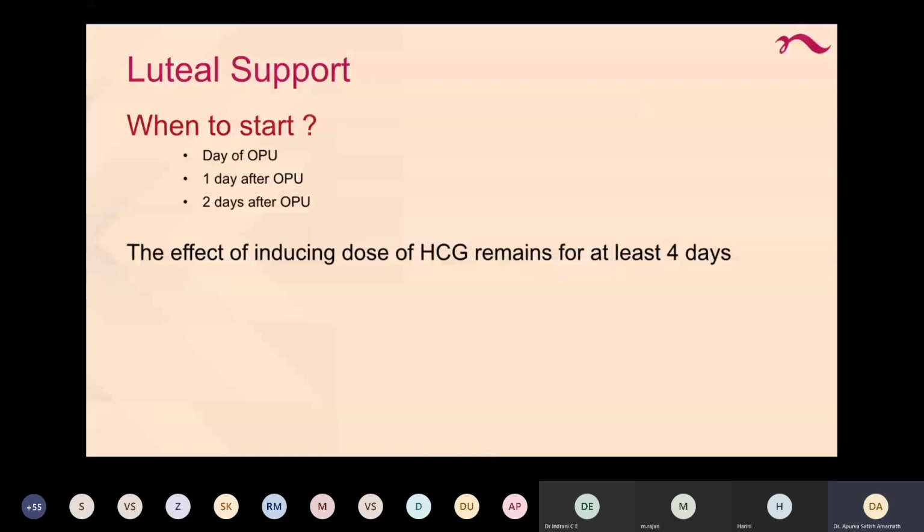Most of us do start luteal support on the day of egg pickup itself, but it has been found that there is no difference in the outcomes when the luteal support is started on the day of pickup versus even day 4 following the egg retrieval. So the effect of the inducing dose of HCG remains for at least 4 days. That would cover the first 4 days, beyond which luteal support would be required.